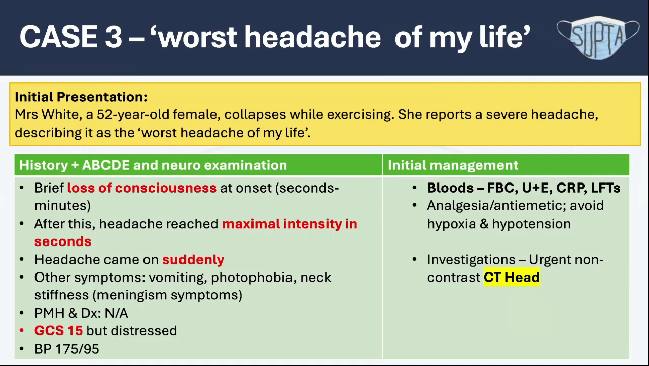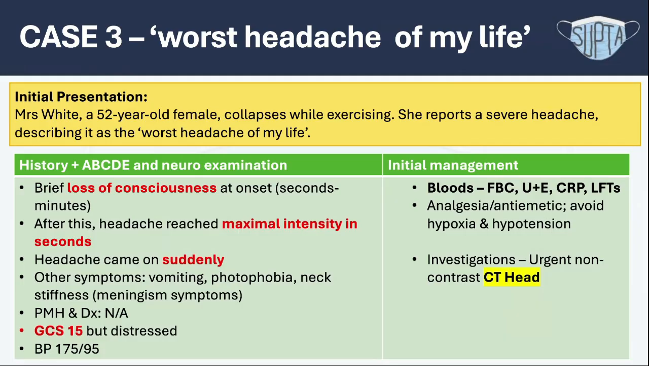Thunderclap headache is a sudden severe headache that reaches maximal intensity very quickly, often within seconds, and classically within minutes at most. That is a major red flag for subarachnoid hemorrhage. Looking at the history, she's had a brief loss of consciousness at onset lasting seconds to minutes. After that, the headache came on suddenly and reached maximal intensity in seconds. She also has vomiting, photophobia, and neck stiffness.